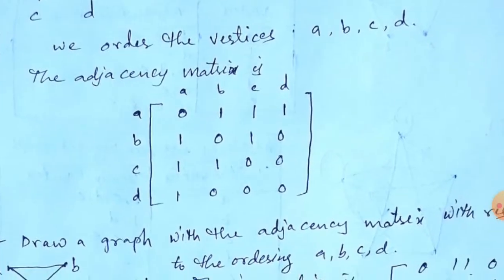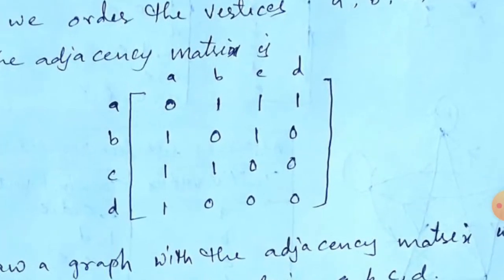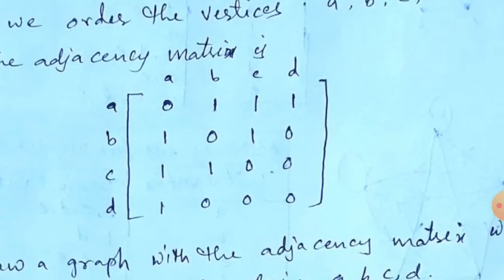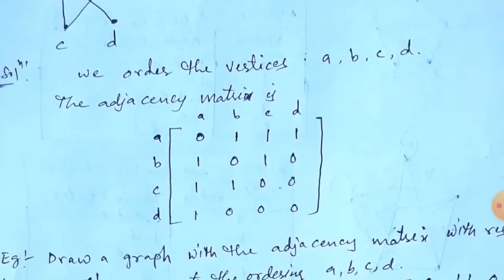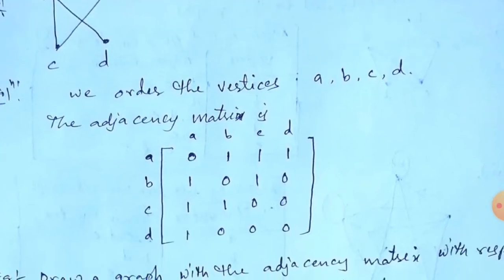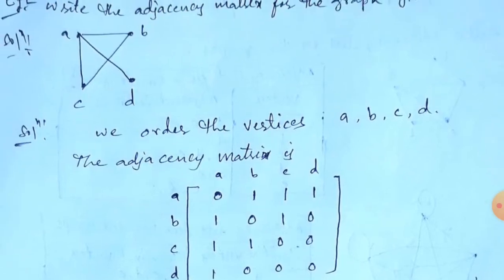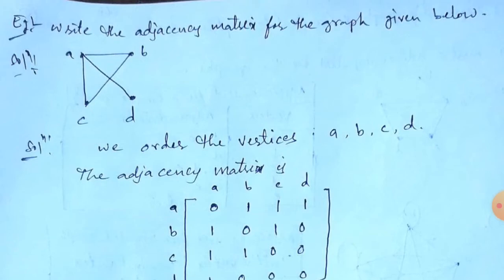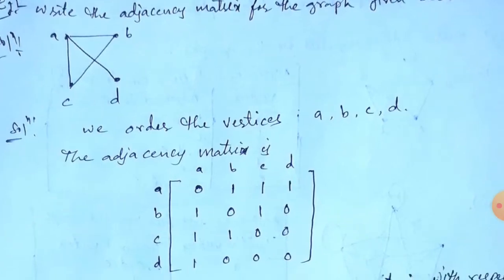Now observe the adjacency matrix. For example, here A to A, the entry we have taken as 0. But what is the meaning of that? A to A is 0 means in the matrix, A to A there is no edge. Now A to B we have taken as 1. That means in between A and B there is an edge. So that's why we have taken the AB entry as 1.